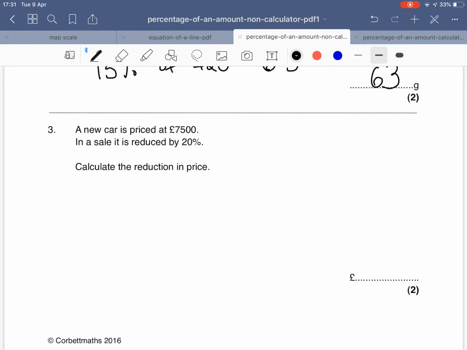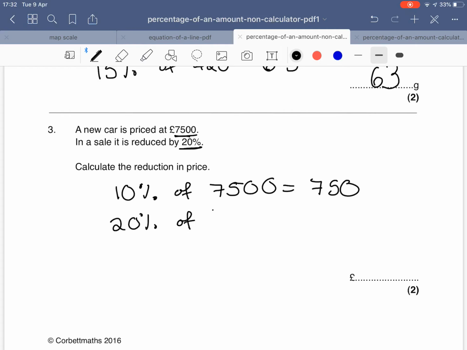A new car is priced at £7,500. It's in a sale and it's been reduced by 20%. Calculate the reduction in price. So it was 7,500 and it's gone down by 20%. So if I first find 10%, always start with 10%. So 10% of the 7,500, I just got to divide that by 10, so that's going to be 750. And then to get 20%, I just need to double that, because 10 doubled is 20, so I'm just going to times that by 2. So 750 times 2 is 1,500.